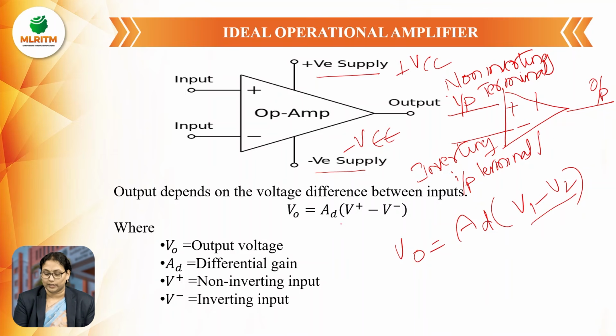V0 is equal to AD into V plus, that is positive terminal voltage, minus V minus, that is negative terminal voltage. Where V0 is the output voltage, AD is the differential gain, V plus is the non-inverting input terminal voltage and V minus is the inverting input terminal voltage. This is about the symbol for the operational amplifier.